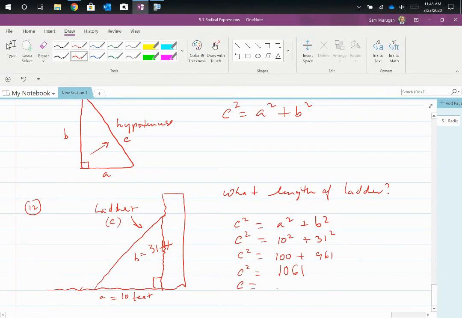So C is equal to the square root of 1061. This is how you would have to type the answer into iMathAS. Now, as a real number, this is approximately equal to 33 feet if we were to put it into the calculator. Okay, but when you type in the answer, type in square root and whatever number you have on the bottom in order to get the problem correct.